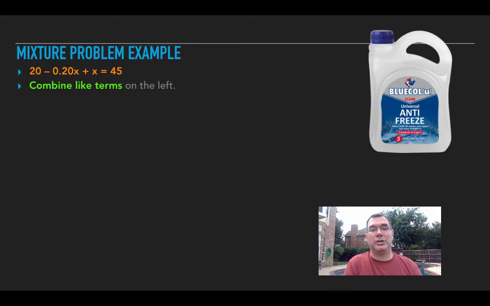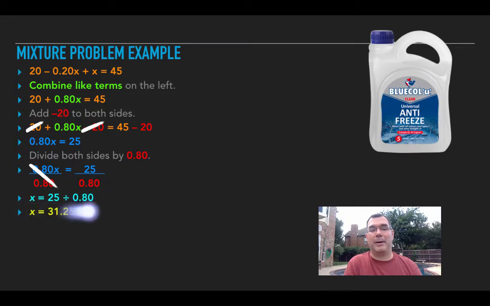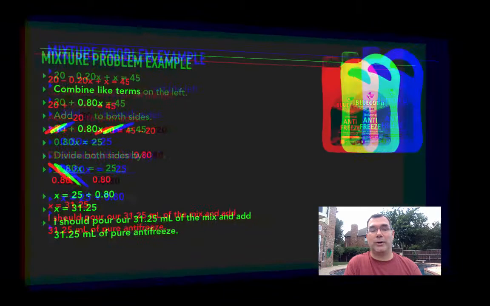I'm going to combine the like terms that are on the left. I've got negative 0.2x plus that x. So that combines to give 0.8x. So I've got 20 plus 0.8x equals 45. Add negative 20 to both sides. The 20s will cancel, and I've got 0.8x equals 25. Divide both sides by 0.8, and that will give me an x value of 25 divided by 0.8, which is 31.25. So that tells me exactly how many milliliters of pure antifreeze I should add on after I pour out that same amount of the mix that I was starting with.